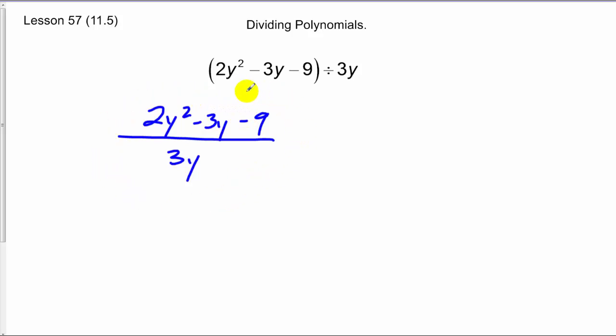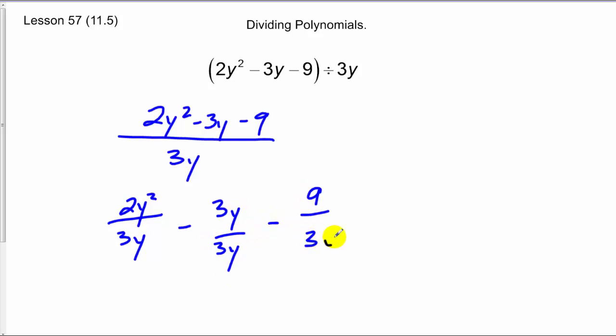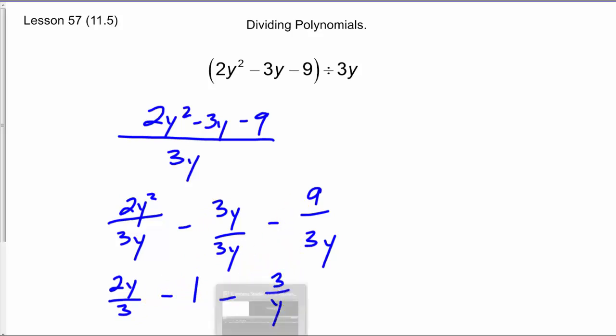However, in this section of the book, they're going to ask us to split this apart into three separate divisions. They're going to ask us to take 2y squared over 3y, minus 3y over 3y, and 9 over 3y. In each of these cases, these divisions all simplify. I have y squared over y, which is 2y over 3, 3y over 3y, which is 1, and 9 over 3, which is 3 over, and then I have the y left on the bottom.